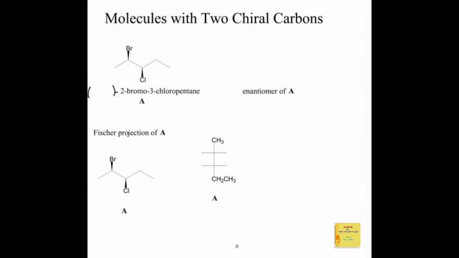Now let's take a look at some molecules that have two chiral centers and see what we can do with those. Here we have an example of 2-bromo-3-chloropentane. I've drawn them both here as wedges. Because this molecule has two chiral centers, each of them can be described as being the R or S configuration, and so I've put some parentheses out here in anticipation of that.